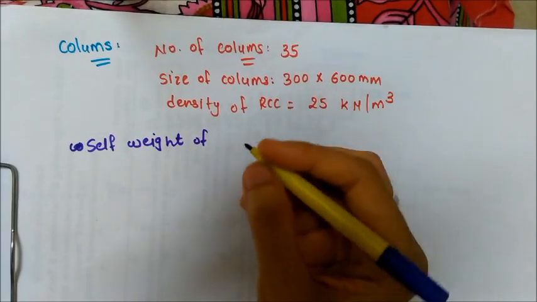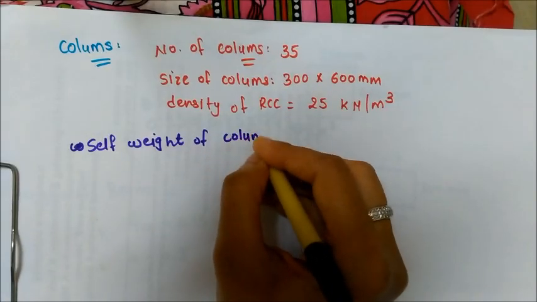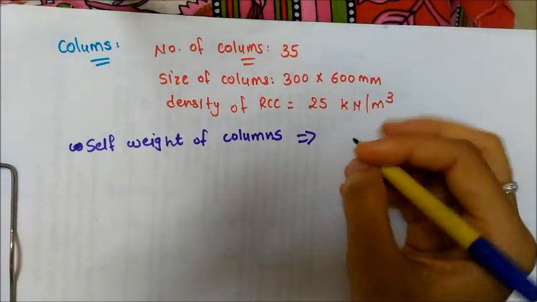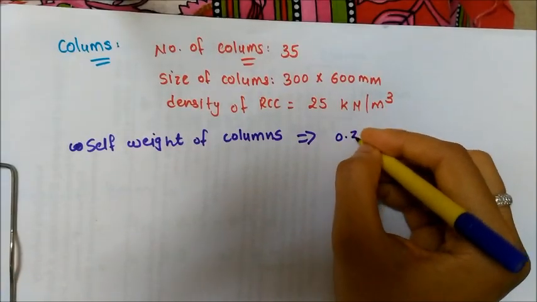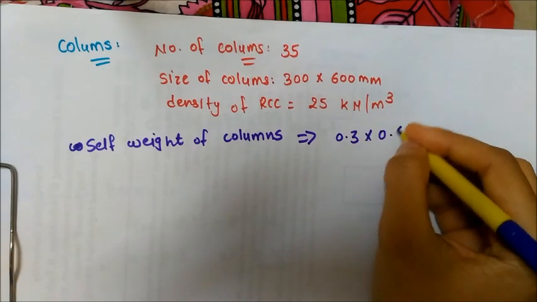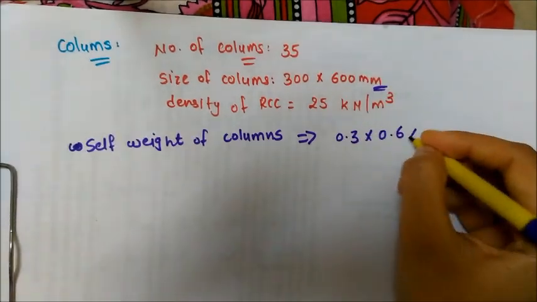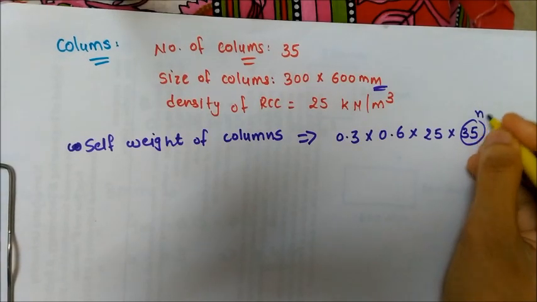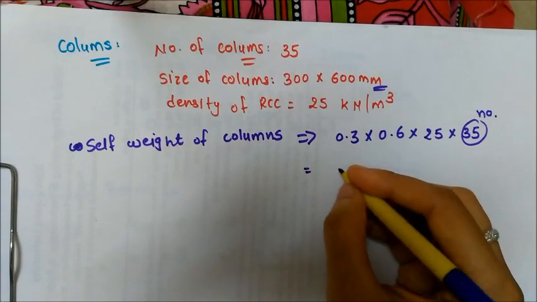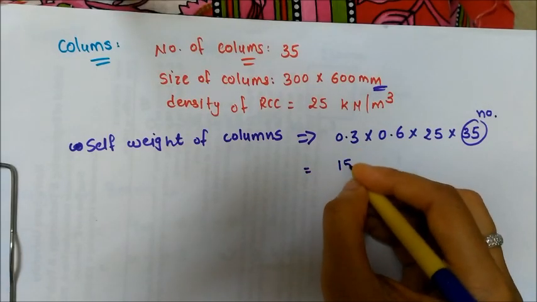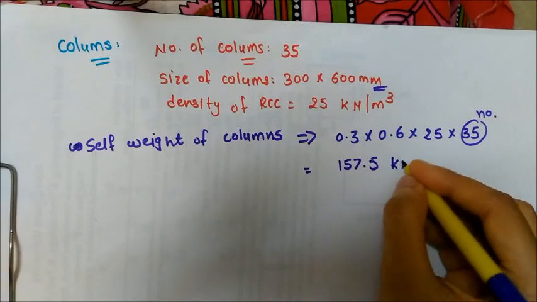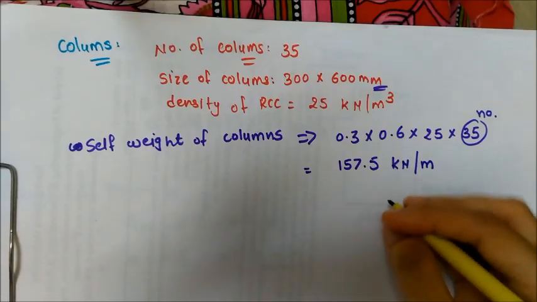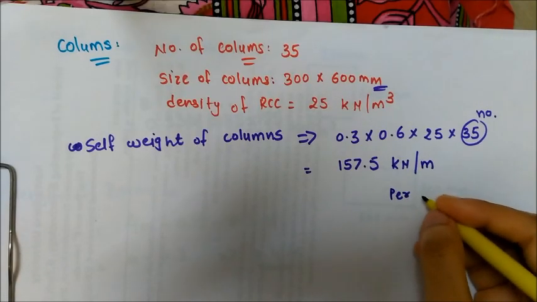Let me correct my words, self weight of the columns, because we are multiplying the number with that. So the size is 0.3 by 0.6 in meter, multiplied by the density, multiplied by 35 columns, and the answer will be 157.5. Here you can also see I have not multiplied any height of column, so this value will also be in per meter height.